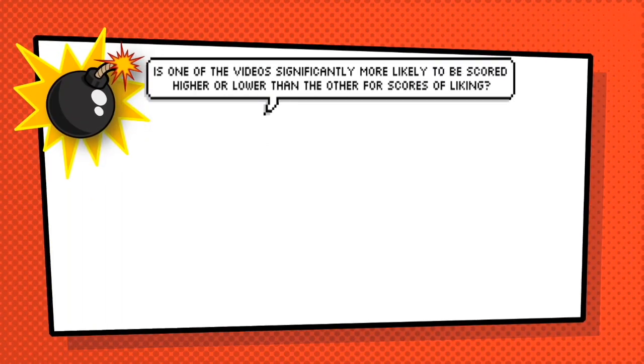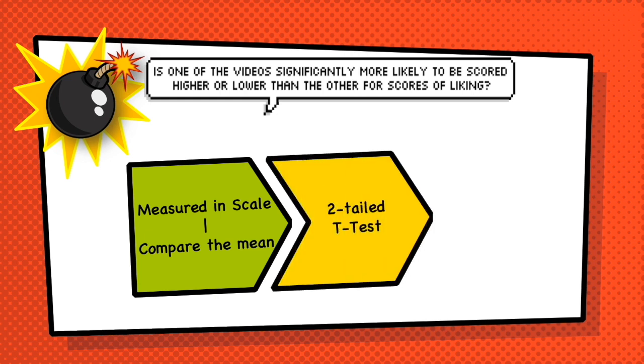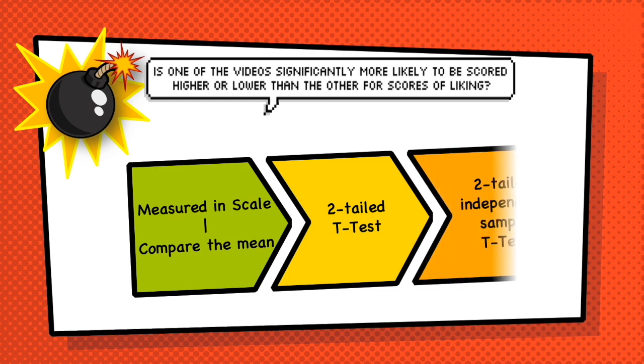The scores of liking are measured in scale, so to find whether the scores of liking are significantly different in two groups, we could compare their mean scores. So we run two-tailed t-tests. The samples are from two different value groups, so we run independent sample t-tests.